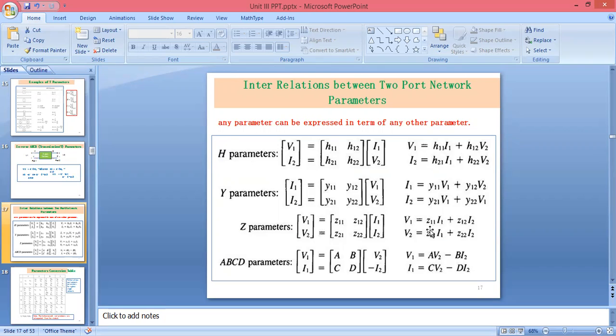If you see, Z is exactly opposite with Y parameter. H is exactly opposite with inverse hybrid, and ABCD is exactly opposite with inverse ABCD. So what we are supposed to do? We are supposed to study 3 thoroughly. If you study Z parameter, then you will get Y parameter. What is the difference? Instead of Y, we are supposed to take here Z. Instead of current, we are supposed to take here voltage, and instead of voltage, current.